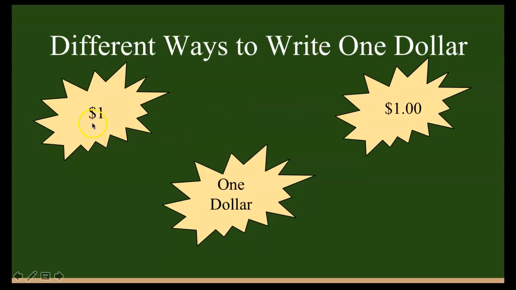All right, so here are a few different ways to write $1. The first way is $1. You can also write it out in word form as one dollar. And the last way that you can write it out is $1.00. And they all mean the same thing.